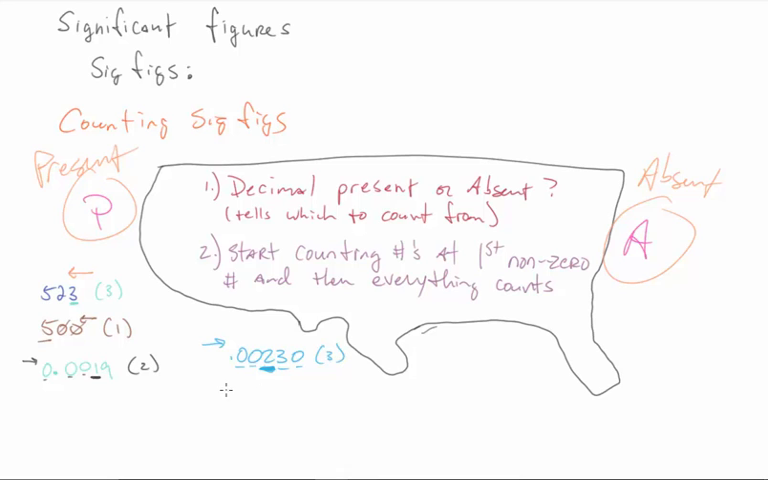Another example is 5010. Decimal present or absent? It's absent, so I start from the right-hand side, and that number has 3 significant figures. Hopefully you followed along with that. The last one we'll take a look at is 6,000.